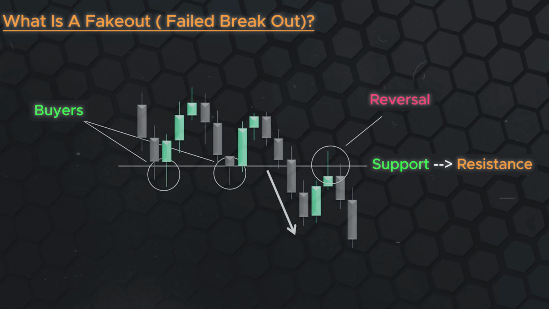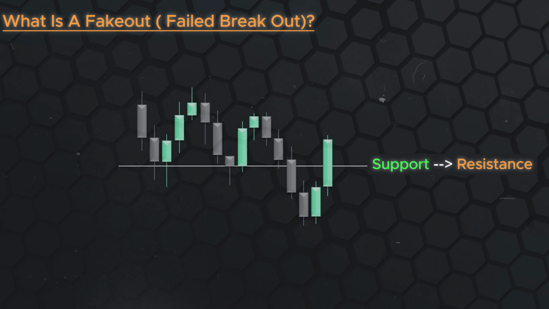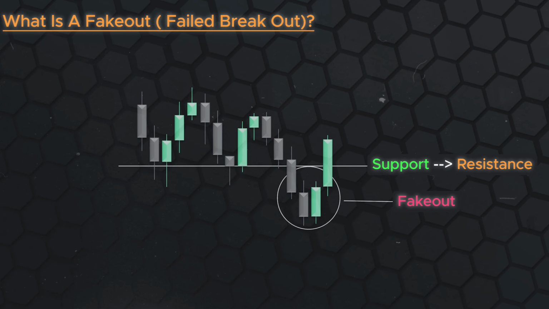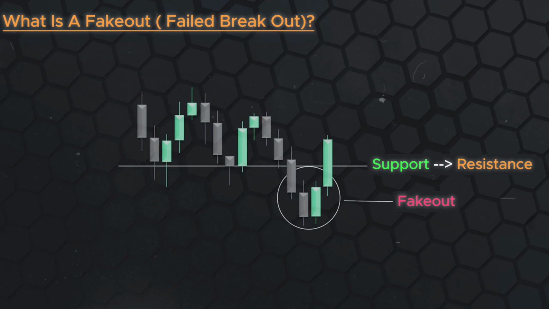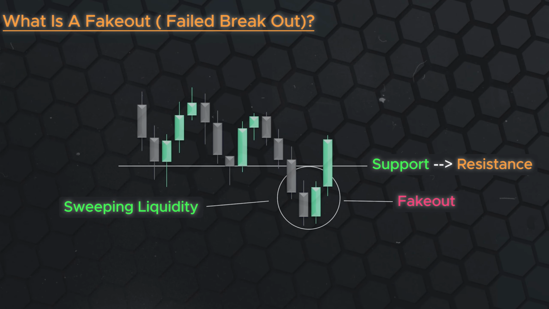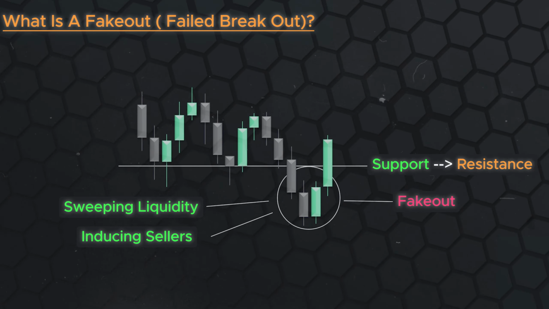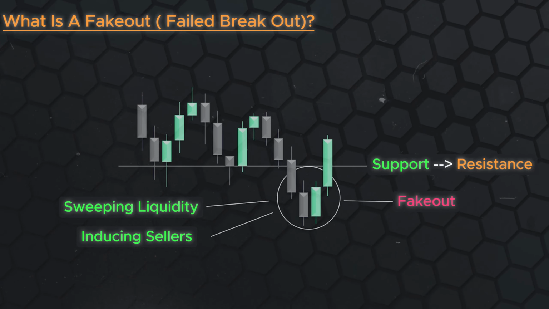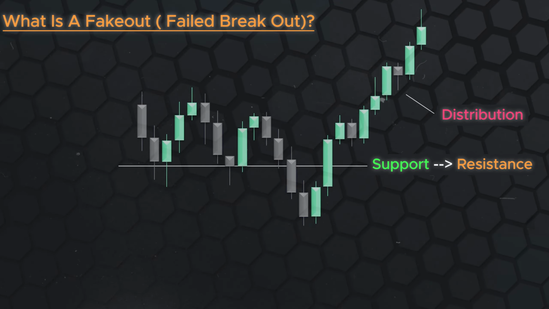However, if the price doesn't reverse and instead quickly moves back into the range of consolidation, we call it a fakeout. Fakeouts can provide some of the most accurate price predictions. A fakeout signals that the breakout was not genuine and was engineered to sweep liquidity below the range while inducing breakout sellers into the market. Once smart money has collected enough liquidity, it's usually followed by a sharp move in the opposite direction. This is known as the distribution phase.